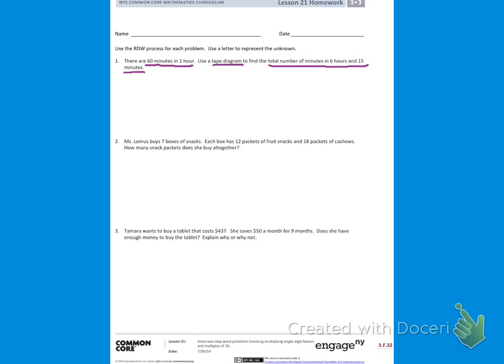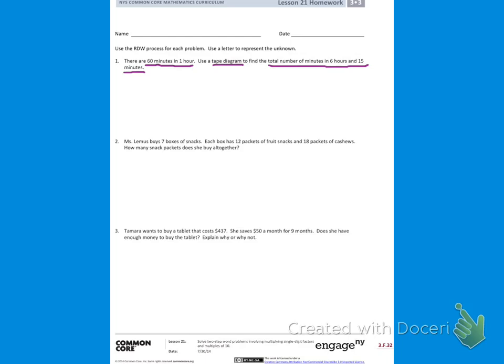Now that I've read the problem, I'll begin by drawing. Drawing doesn't necessarily mean a picture. It could also mean using an equation to show your work. But the directions here tell us to use a tape diagram. So that's what I'll draw first. We know that there are 60 minutes in 1 hour. So each segment of my tape diagram will have a 60 in it.